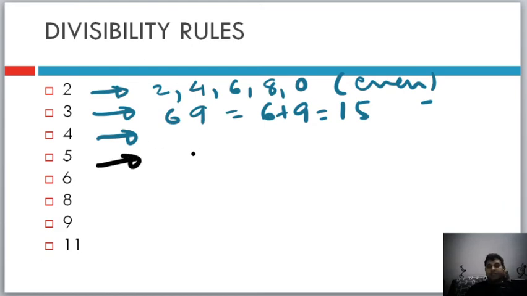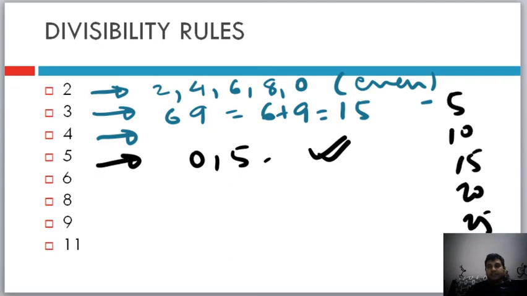5 is simple, last digit is 0 or 5, the number is divisible by 5. Very simple. So it's simple to understand. See, 5, 10, 15, 20, 25. See, some of these rules are very simple. So 5, then 10, then 15, 20, 25, the numbers in between obviously will not be divisible by 5, and hence 5, 0, 5, 0 in recurrence you will find this. Okay, so keep that in mind.